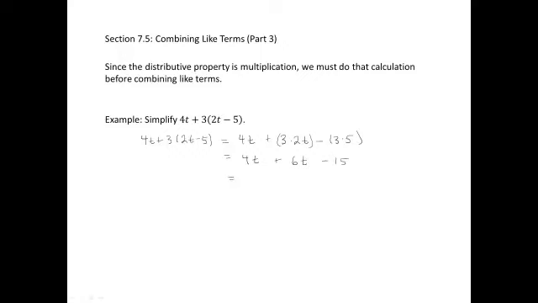Which of these terms combine? Well, the 4t and the 6t are like terms, and the negative 15 is different. So this is 10t minus 15.